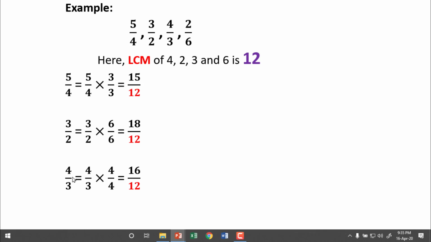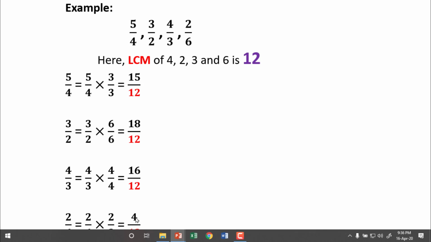The next one is 4 by 3. So here the denominator is 3. So we have to multiply 4 with the denominator. So 3 multiply 4, we will get 12. And as we multiply 4 with the denominator, we have to do the same for the numerator. So 4 multiply 4, we will get 16. The last one, 2 by 6. So if we multiply 2 with 6, we will get 12. As we multiply 2 with the denominator, we have to multiply 2 with the numerator also. So 2 multiply 2 will get 4.